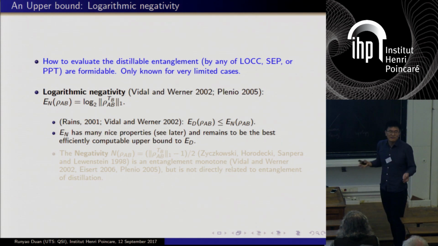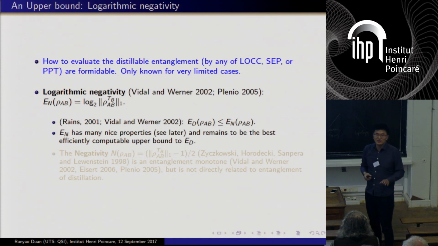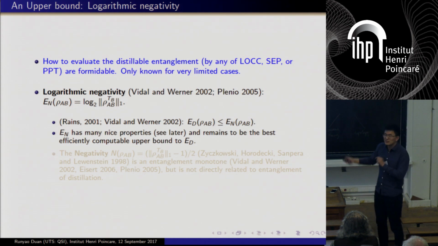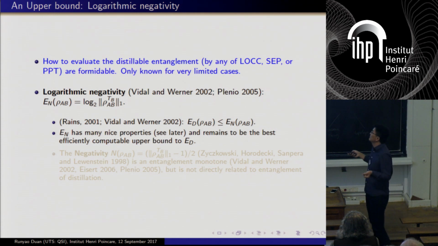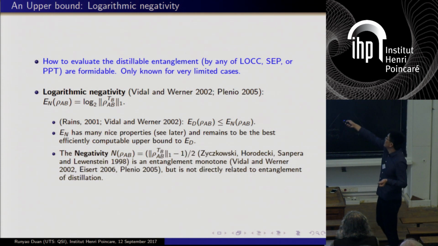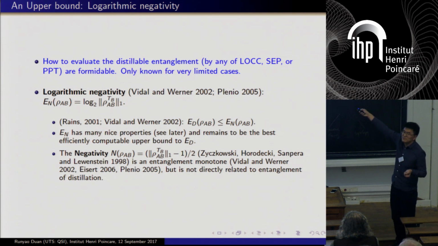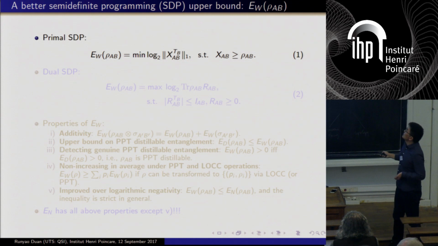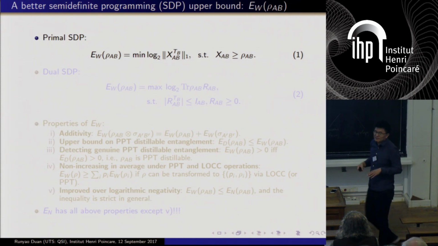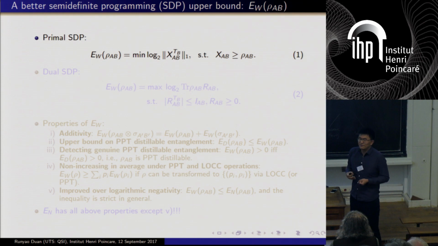Okay, so ED is actually very difficult to calculate, right? Let me remind you again and again about this because it's really difficult. So this has been a very good result, a very good bound for a long time. But this quantity is not just an upper bound, because it also has other properties, like being an entanglement monotone, for instance. Other people also introduced this number, but for a different purpose, not directly related to the entanglement of distillation here. So what we do is we want to find a tighter upper bound for this entanglement of distillation.